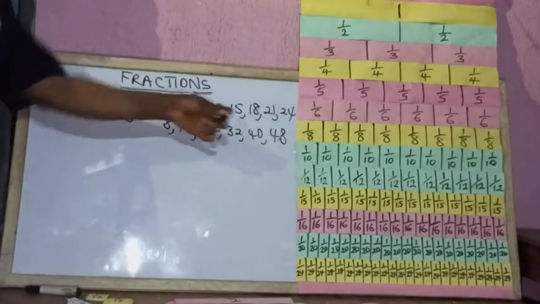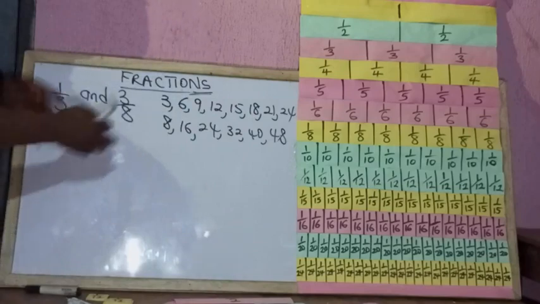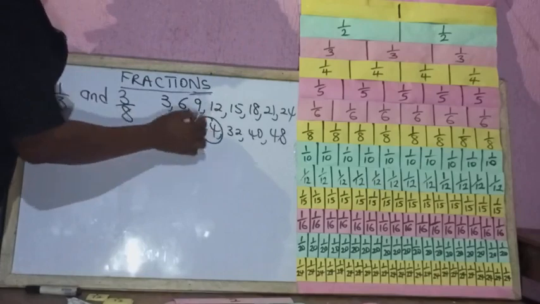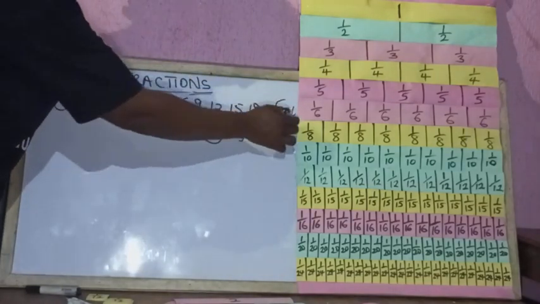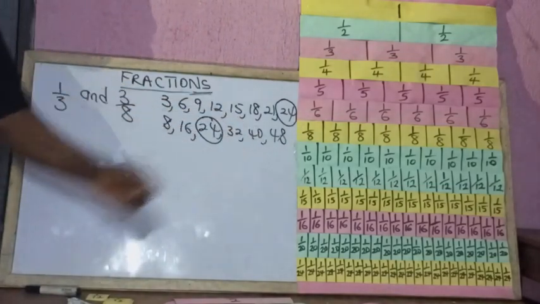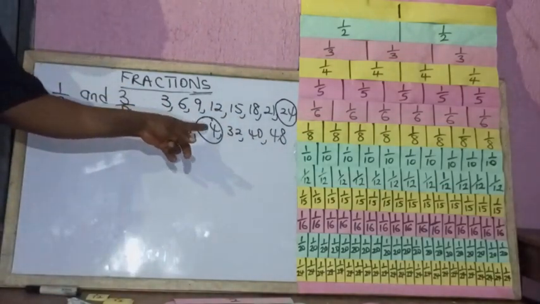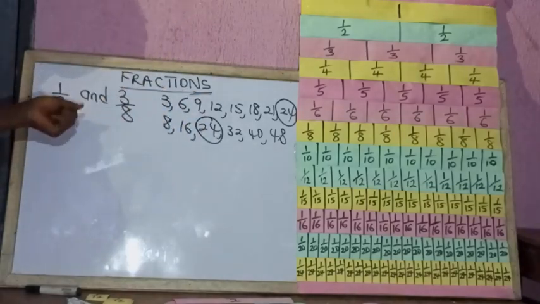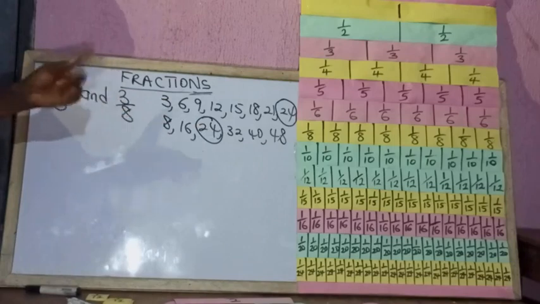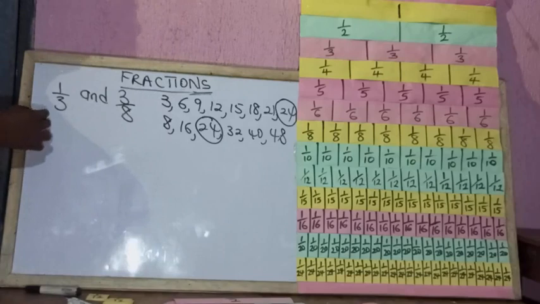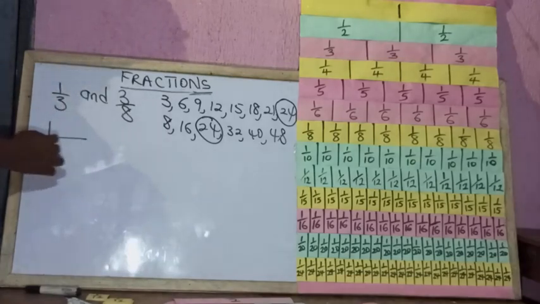Now, if you observe these numbers, the first number they have in common is 24. If we keep going, we will get other common multiples, but for now, we have only 24. And it is 24 that is the lowest common multiple of 3 and 8. Hence, the LCM of 3 and 8 is 24. So what are we now going to do? For 1 over 3, it will now be 1 times, we'll be multiplying.